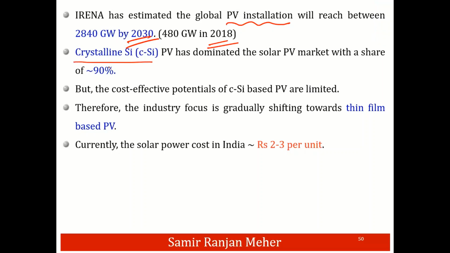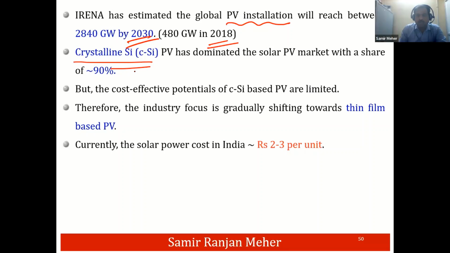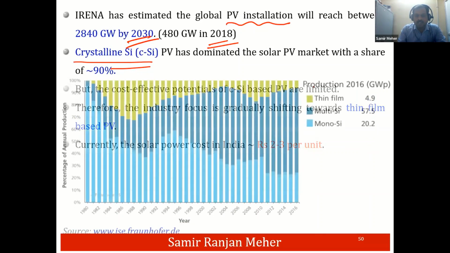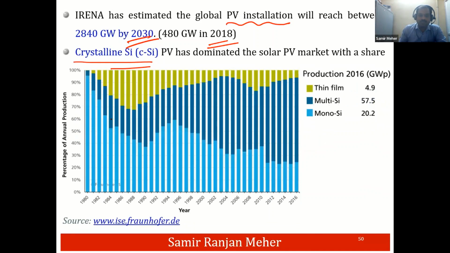And mostly silicon is being used. Silicon is the leader in the solar photovoltaic market, but the cost effectiveness of silicon photovoltaics is very, very limited. So the interest is gradually shifting towards thin film based photovoltaics. So this is a few data about thin film based photovoltaics.